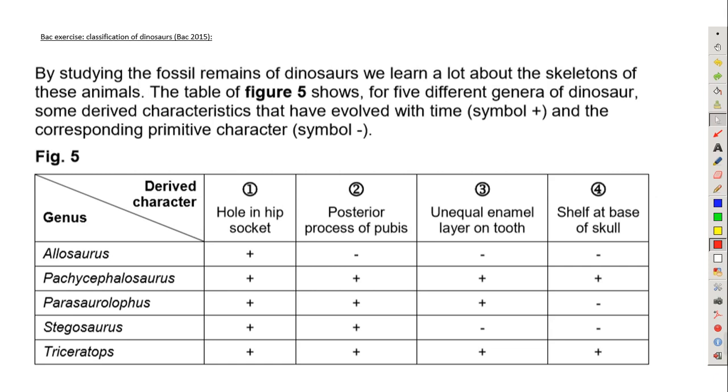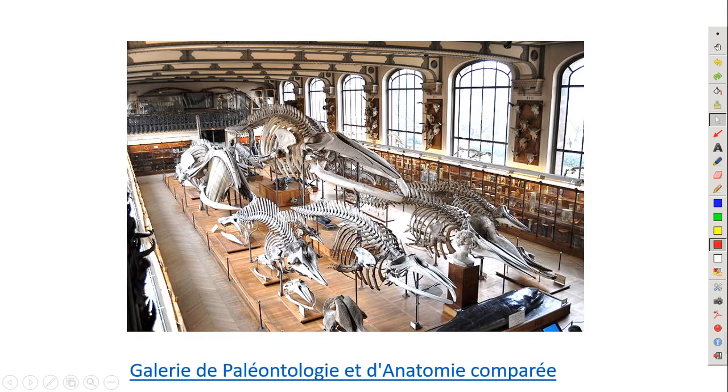If you happen to go to Paris, you can have a look at la Galerie de Paléontologie et d'Anatomie Comparée. So you probably recognize that in English it's Paleontology and Comparative Anatomy. They had access to these collections of skeletons, and that enabled them to see that there were differences and common features with species, and that's also how these ideas of evolution started germinating in their brains.